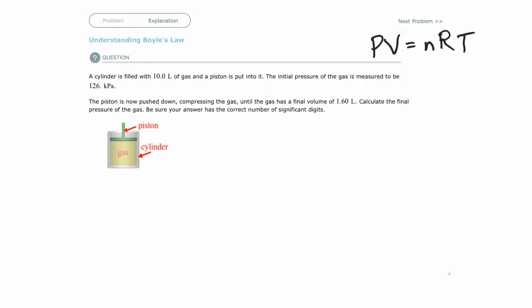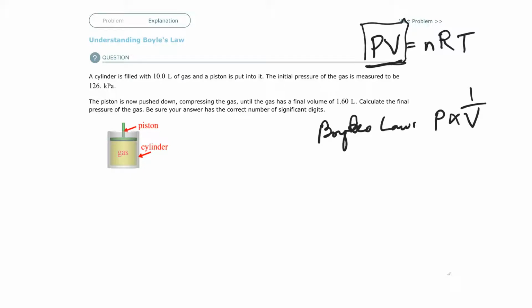So Boyle's law deals with pressure and volume. What's the relationship? What you're going to see is that pressure is directly related to 1 over the volume. All that means is that they are inversely related, since anything on the same side of the equal sign is inverse. As one goes up, the other comes down. So just think of this for a second.